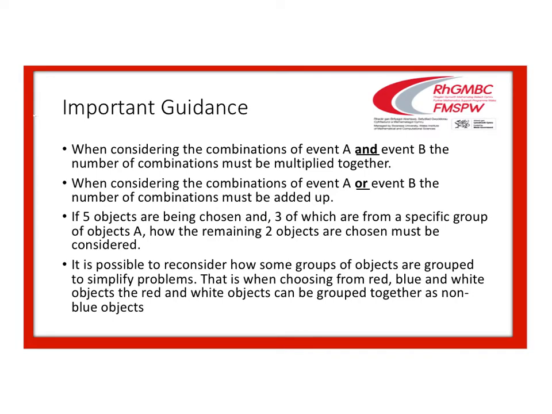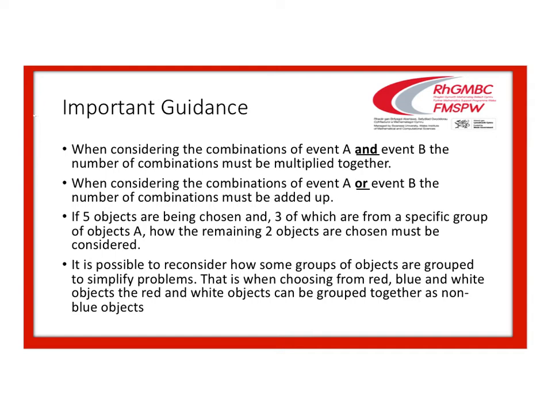So, just some important guidance on using some of these ideas. When you're considering the combinations of an event A and an event B together, the important word being 'and' here, what we want to do is multiply the number of combinations of events. So if you remember when we had a coin flipped and a dice rolled, what we did was we multiplied the number of ways that the coin could come up by the number of ways that the dice could come up, because we're saying flip a coin and roll a dice.